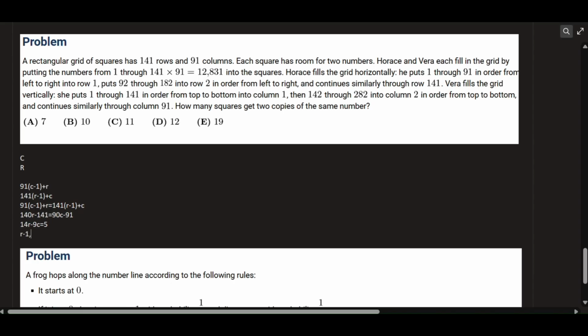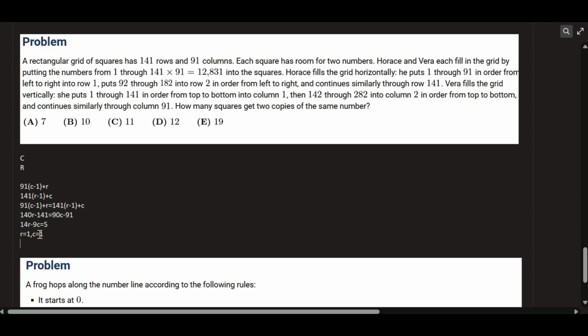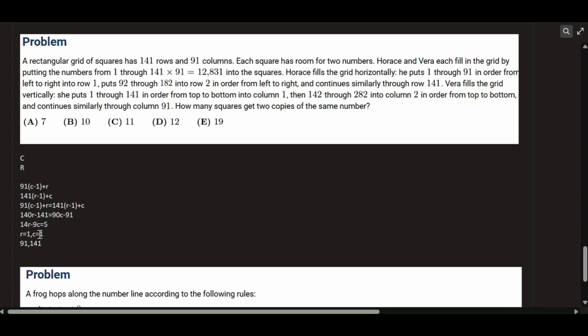So we know that R equals 1, C equals 1 works. And since this is the top left where it's 1, we also know the bottom right is also equal, when C is 91 and R is 141, that also works. Or 91, 141, sorry. 91, 141 also fits those conditions. So what that ends up giving us is that R equals 141, C equals 91, and we can see how many solutions.